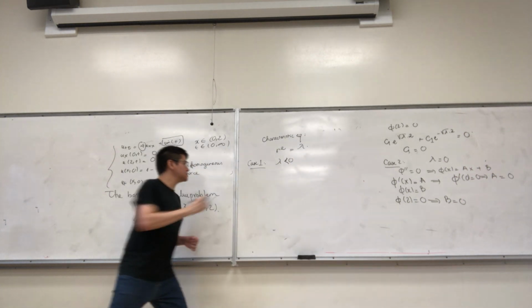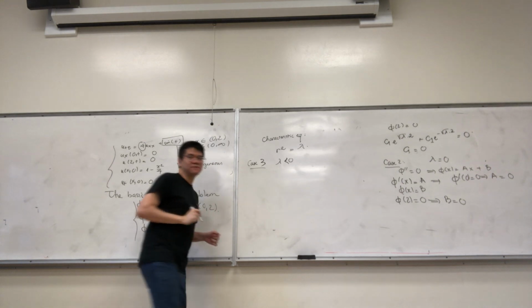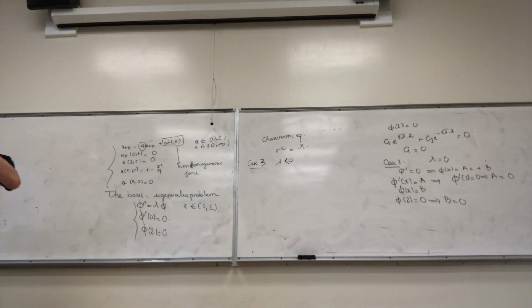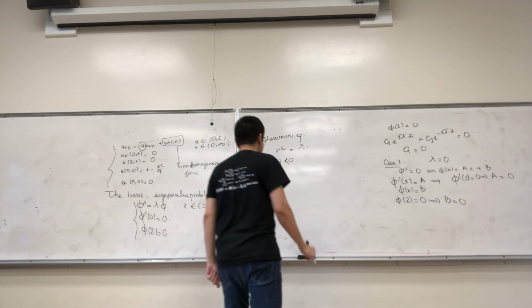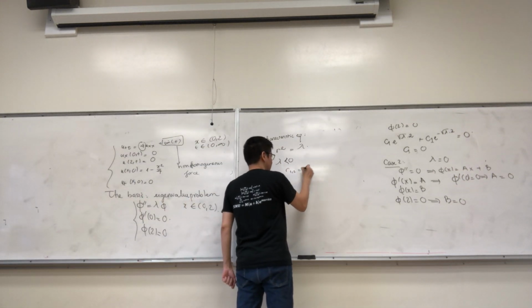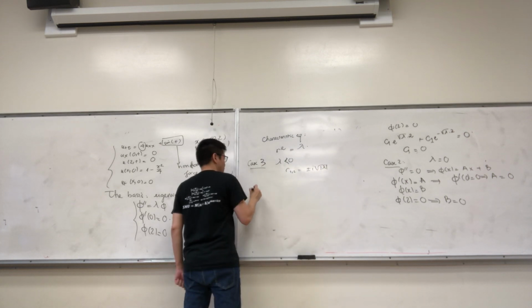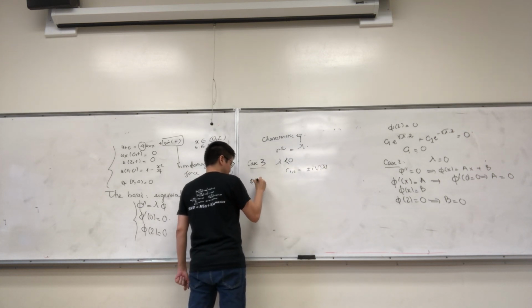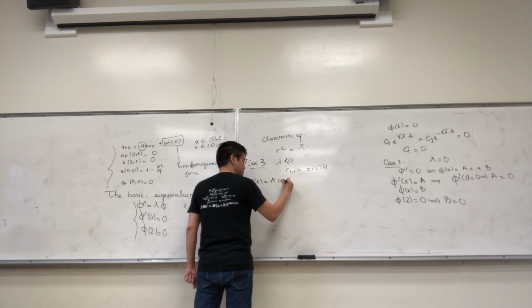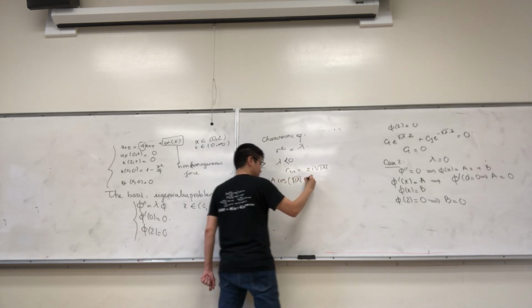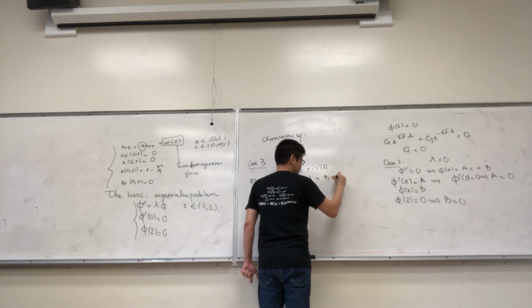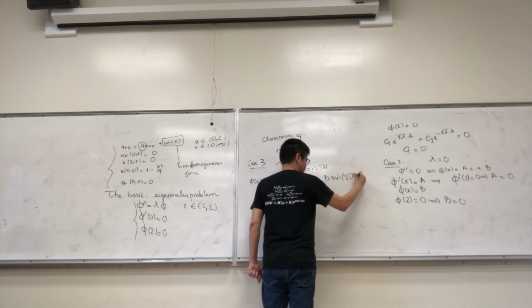Case number 3, lambda is negative. So what happens when lambda is negative? In this case you also have two roots, plus or minus i square root of the absolute value of lambda. So phi x will be a cosine of square root of lambda x plus b sine of square root of lambda x.